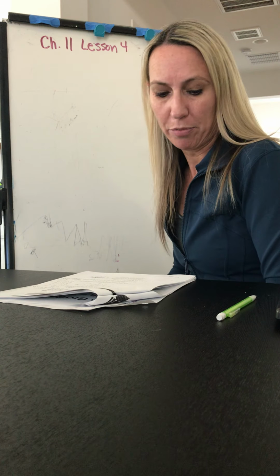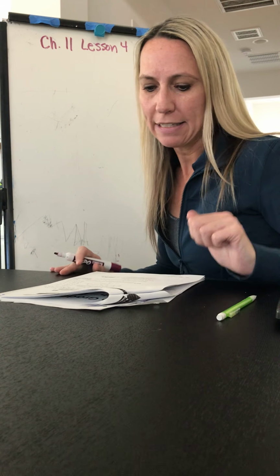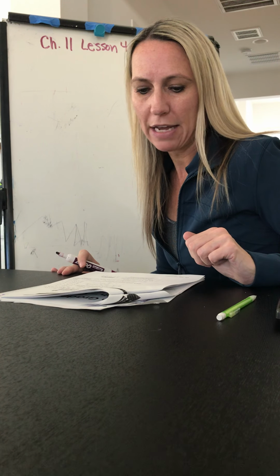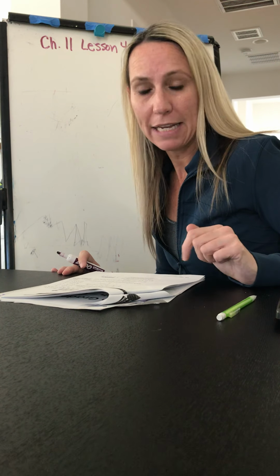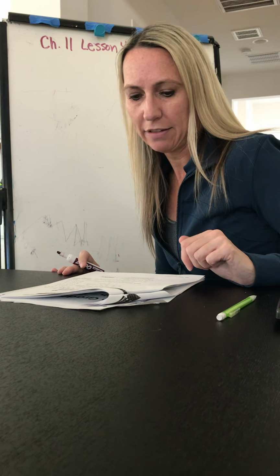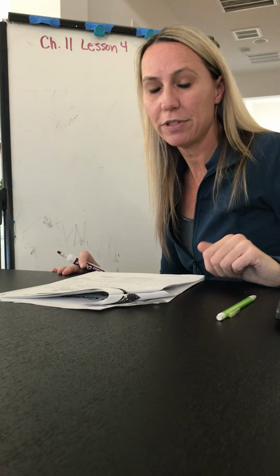We're doing chapter 11, lesson 4, and we're going to find the mean absolute deviation. So I'm on example 1 on page 838. It says the table shows the maximum speeds of 8 roller coasters. Find the mean absolute deviation of the set of data, and then describe what the mean absolute deviation represents.